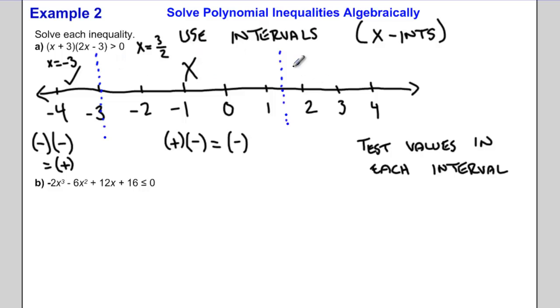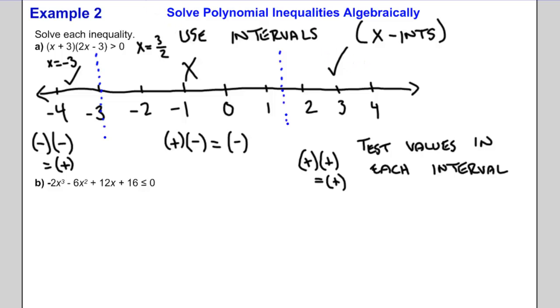And finally, I'll pick a value bigger than 3 halves. I'll pick 2. 2 plus 3 is positive. 2 times 2 is 4. Take away 3, still positive. Positive times a positive is overall positive. So that satisfies my inequality.